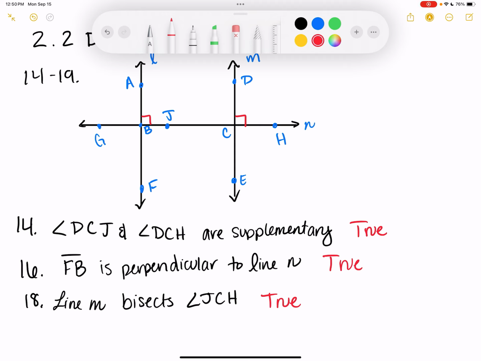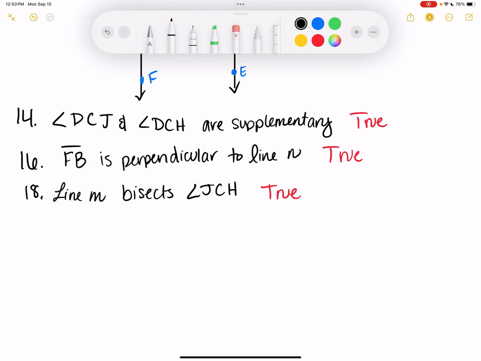All right, next thing. Rewrite the biconditional statement as a conditional statement and its converse. So 20 is: two angles are congruent, and again, if you want to write the number 2 instead of the word, you can do that. So two angles are congruent if and only if they have the same measure.